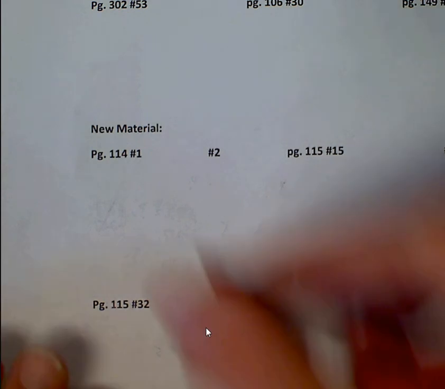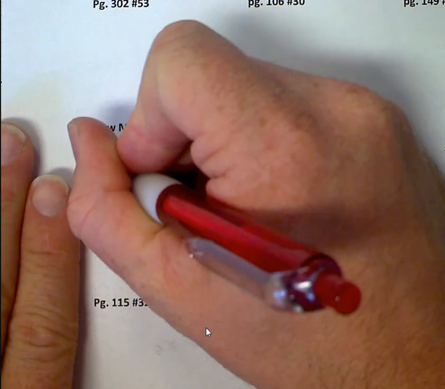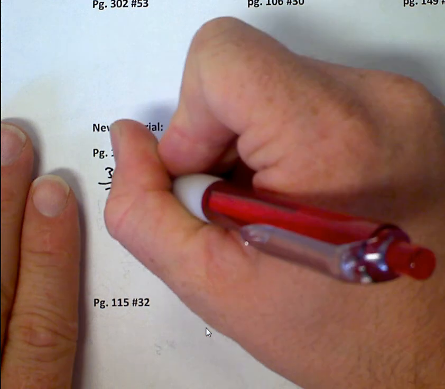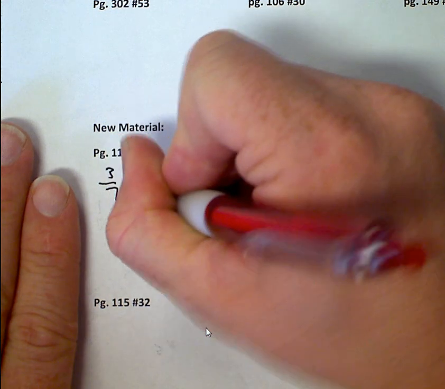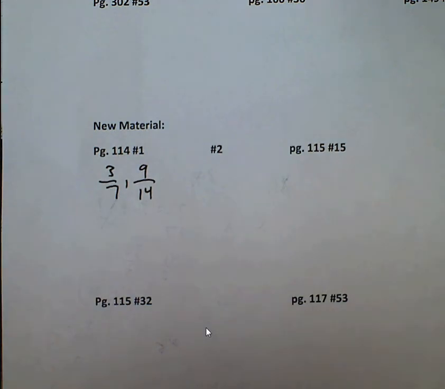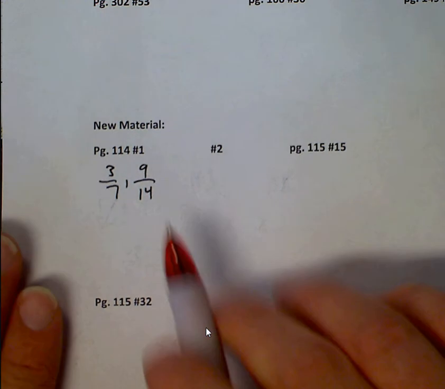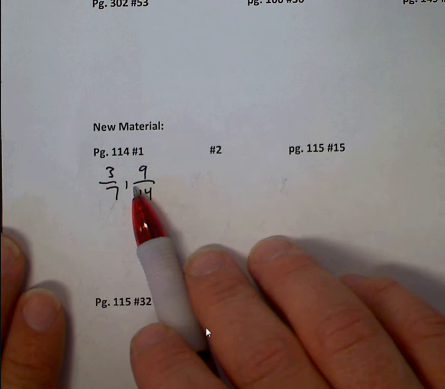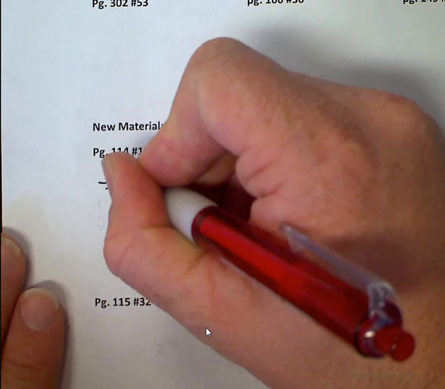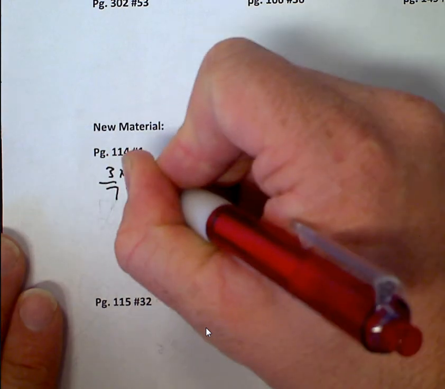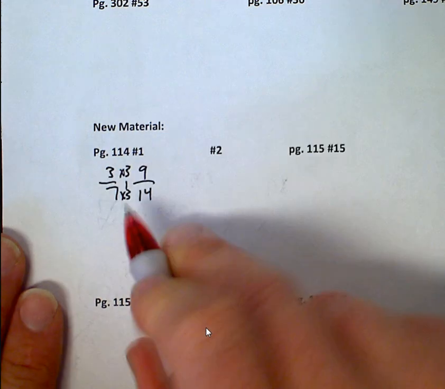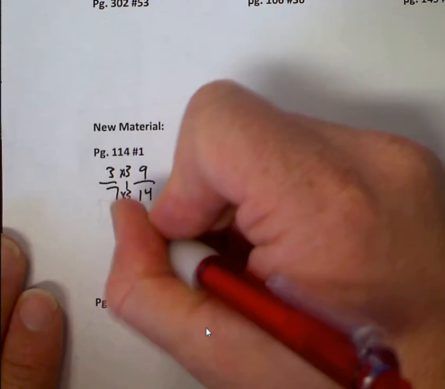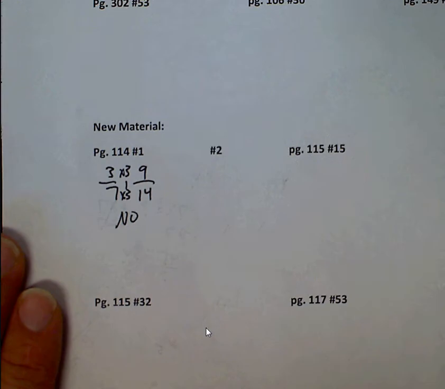On page 114, number 1, I give you 3 over 7, and then I give you another fraction that is 9 over 14. It says determine whether each pair of ratios are equivalent. If our pairs of ratios are equivalent, then the middle term is going to be the same. So 3 times 3 gave me 9. 7 times 3 does not give me 14. So this would be no right off the bat.